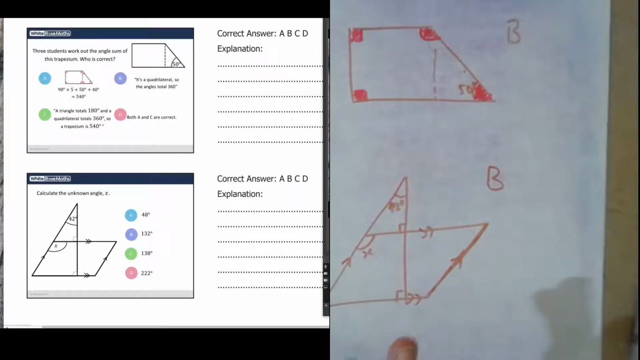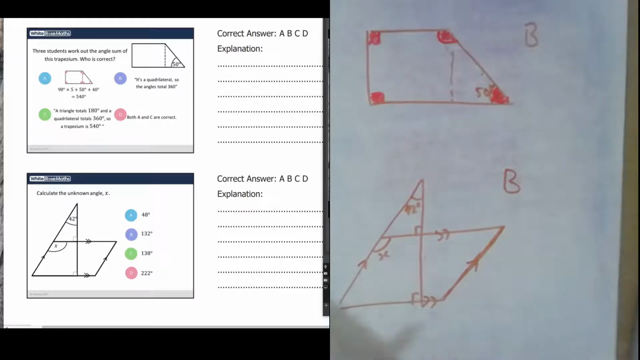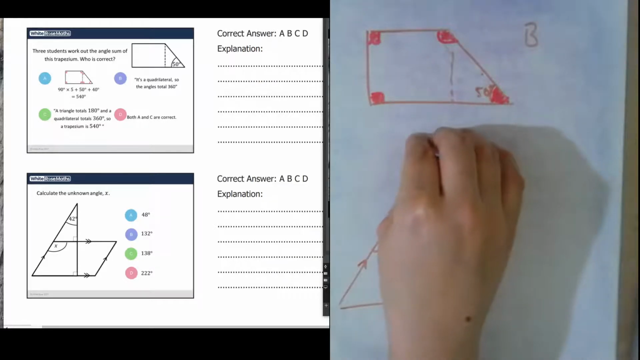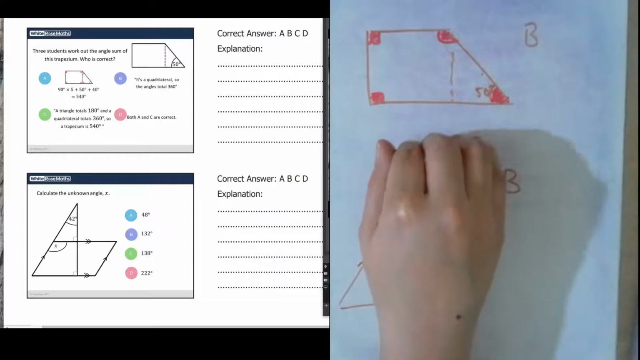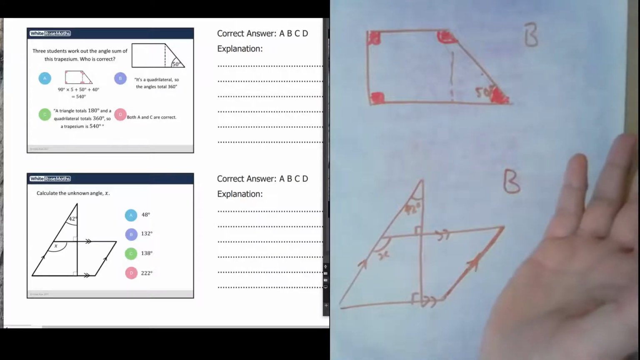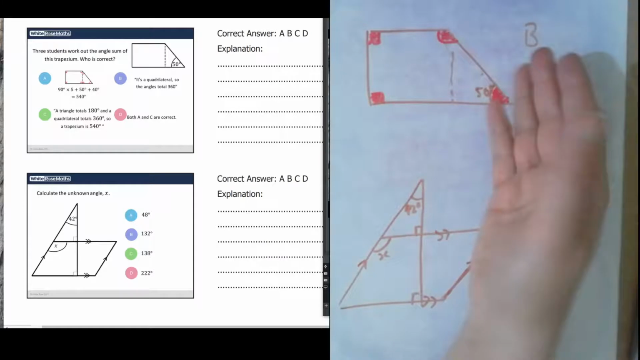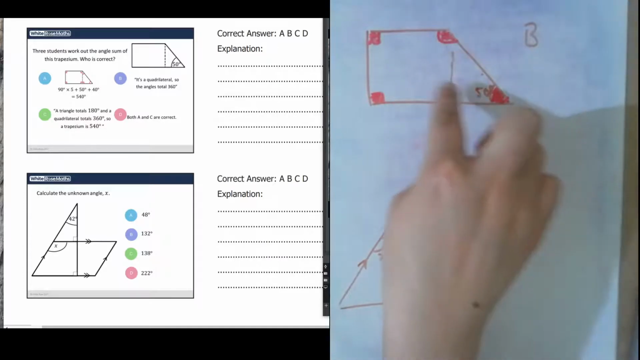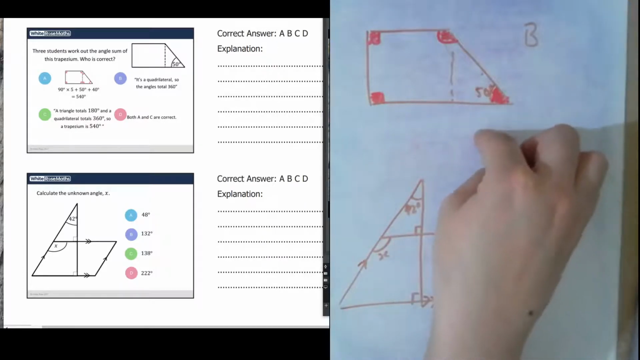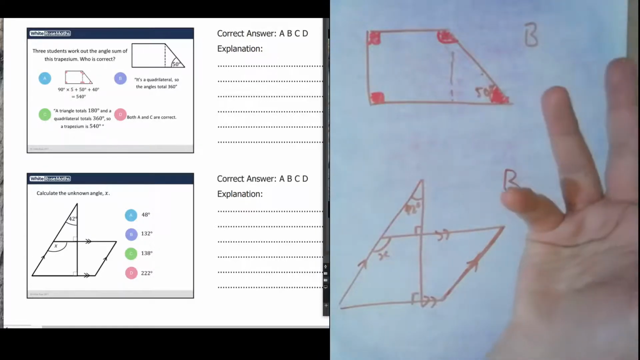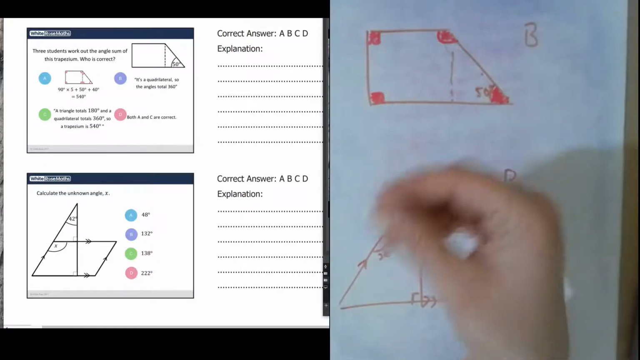Okay, so these questions, they are actually really easy questions, but they do try and trick you. So sometimes they provide you with too much information, and it's for you to understand that you just need to get rid of anything that is unnecessary and not needed. So in the first one, they essentially say 3 students work out the angle sum of a trapezium. Who is correct? Okay, so because they've given you this line down here, and then they've kind of shown that's 50 degrees, it makes you start thinking about a rectangle and a triangle, and then thinking about adding up all the angles.